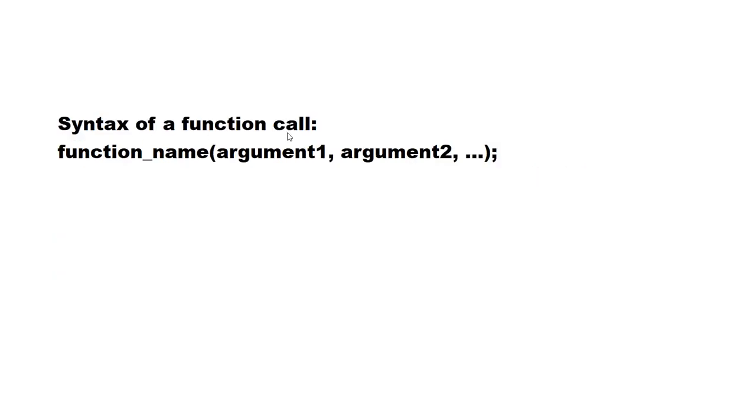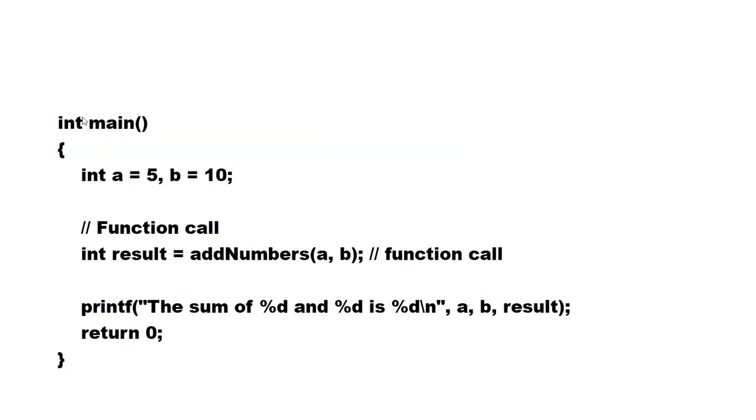The syntax of a function call is function name, within the brackets we specify the actual arguments and then put the semicolon. For example, here we have got two variables a and b. In order to find the sum of these two values, we pass them to the function add numbers. Add numbers within the brackets a comma b and then put the semicolon.